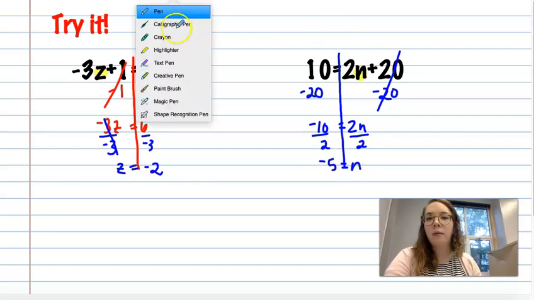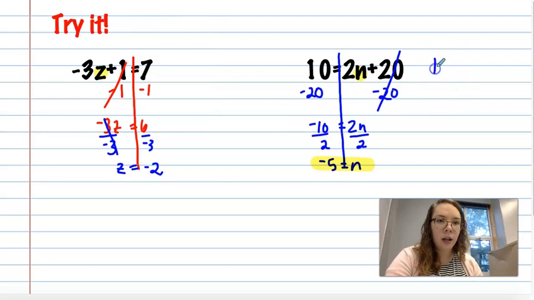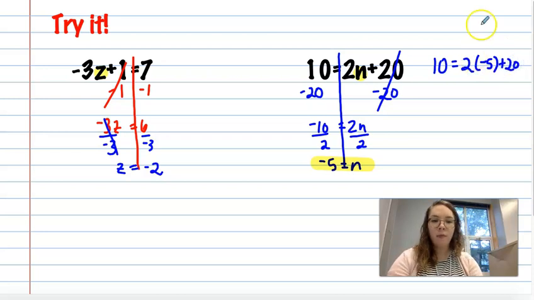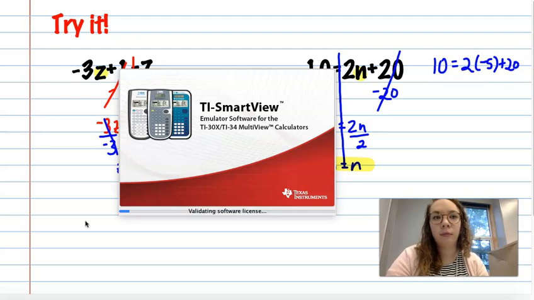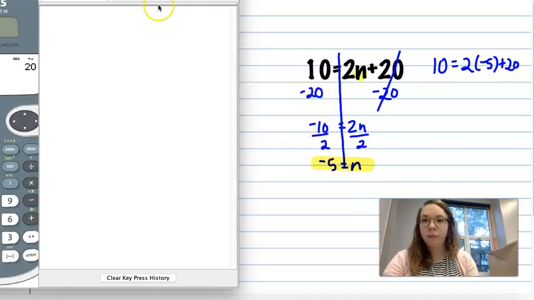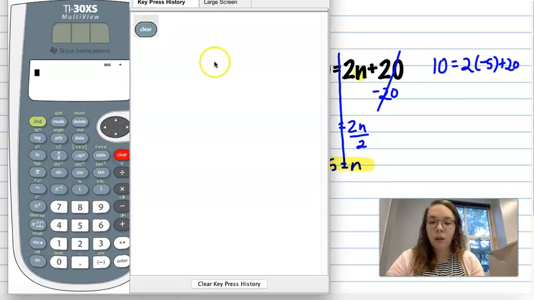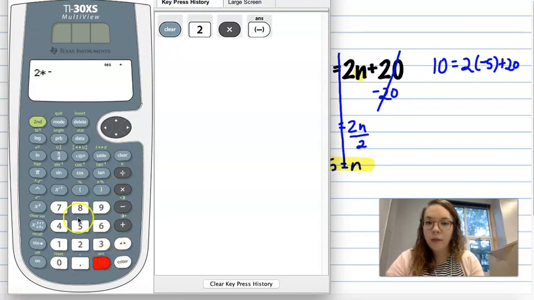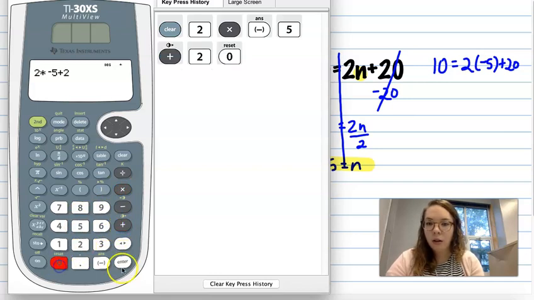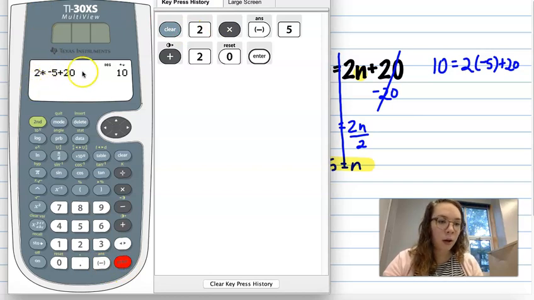And I want to remind you before we wrap up here that you can always plug these back in. If negative 5 is n, then you can do 2 times negative 5 plus 20. Let's type that into our calculator even, because that'll be quick. All right. 2 times negative 5 plus 20. That's 10. Okay, you can always do a quick type in to make sure you're right.